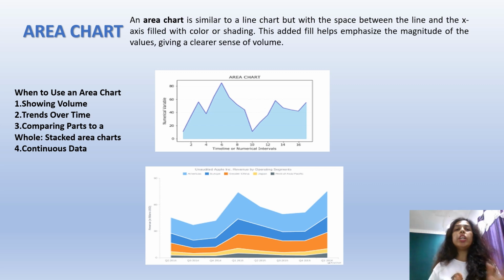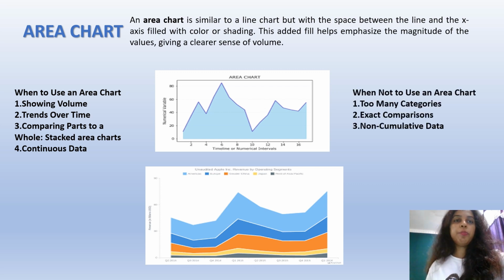They can show how individual components, such as product sales, contribute to the total overall revenue, maybe over time. These are suitable for representing continuous data where each point flows into the next, such as stock market prices, cumulative sales, or weather patterns. Now let's see when not to use an area chart.